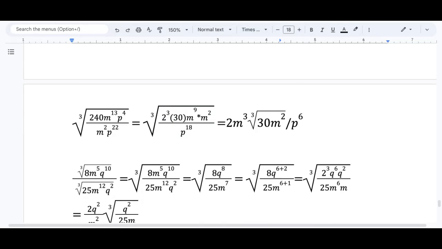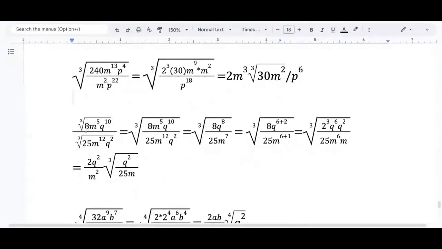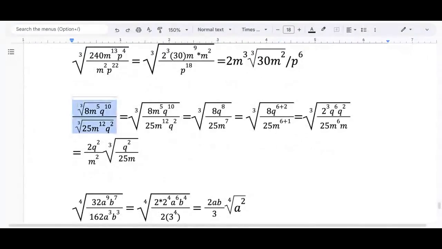Okay, Ajada's answer is a little off, she just didn't finish. Let's see this example. In the numerator, we have a cubic root of this. In the denominator, we have a cubic root of that. Because both are cubic roots, we can put them together under one cubic root sign. Now we want to simplify it, if we can.